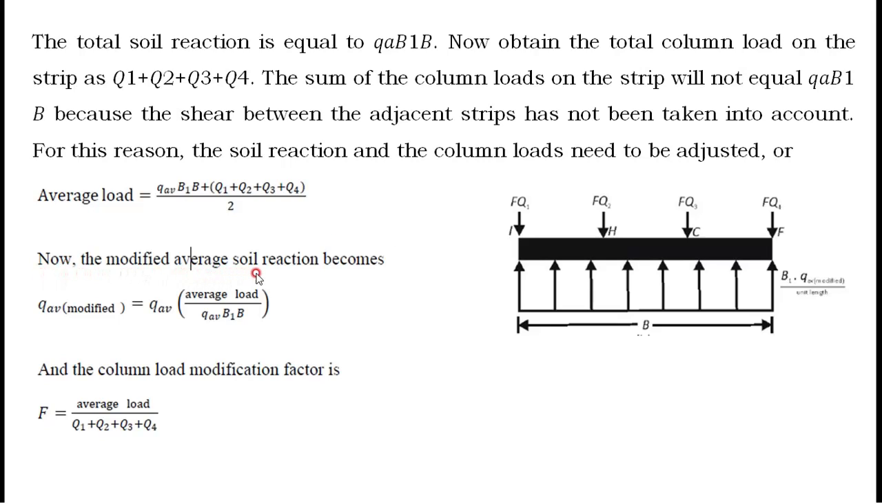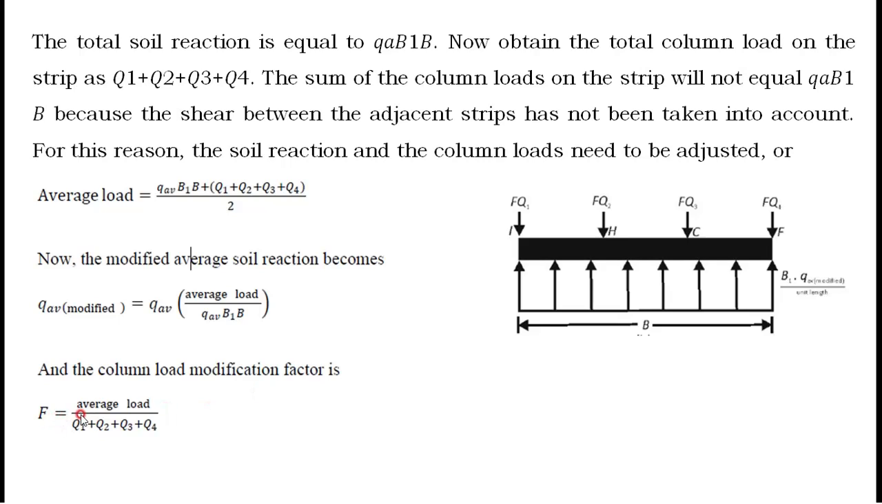Now the modified average soil reaction becomes, now what happens? The soil reaction differs now. That modified soil reaction we will consider by some linear variation arrangement, that is q average modified will be equal to q average earlier into average load, this load divided by q average into b1b. We will substitute here and we will get q average modified.